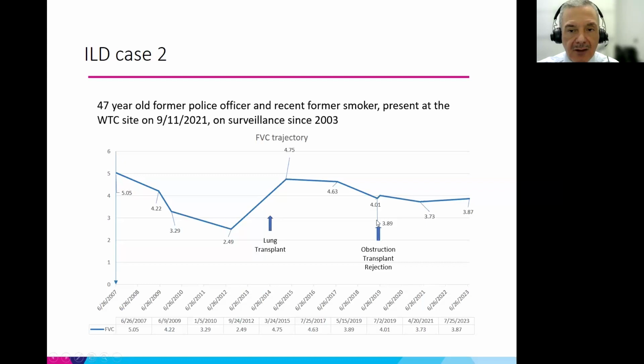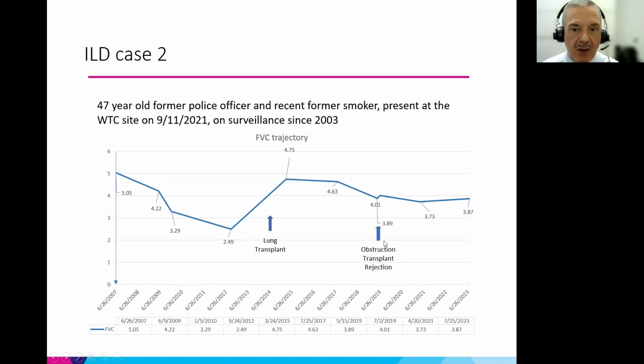At that point, I didn't plot it here, but the FEV1 plunged even more than the FVC, so he became obstructed. And that's a very clear sign of transplant rejection. Rejection is usually an obstructive phenomenon, a bronchiolitis. That's where he is right now. He is receiving some treatment to try to fight his rejection, and he's more or less holding on.